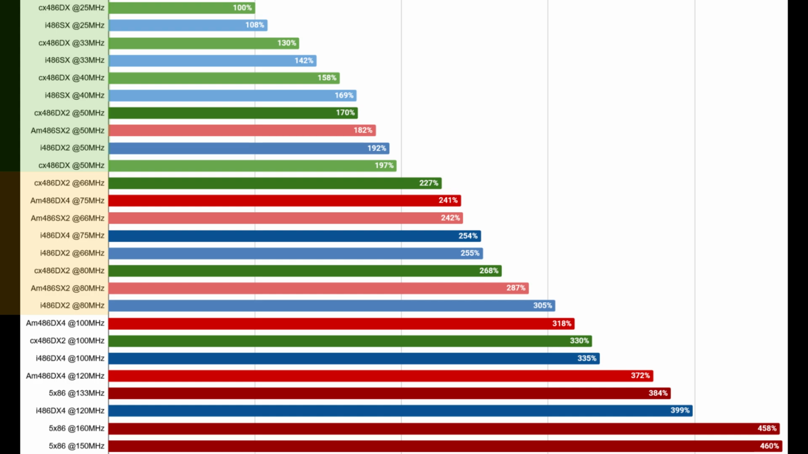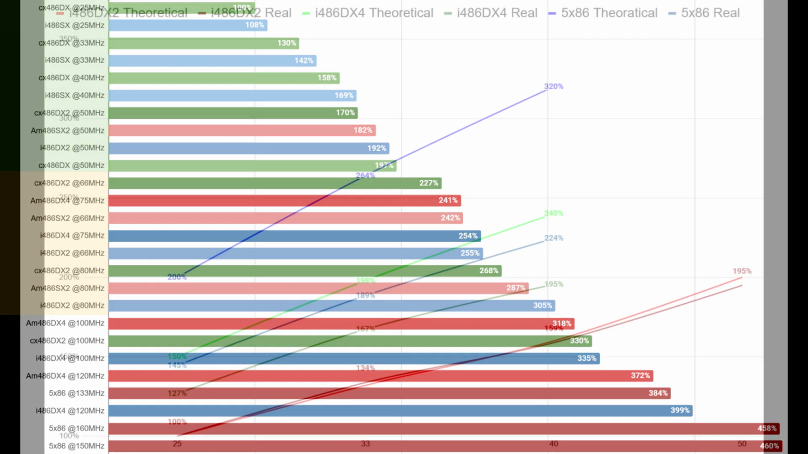I would like to mention one more thing, and this is the frequency scaling. Since the newer CPUs are using multipliers, the frontside bus speed is not jumping. So for example, if we have a 486SX running on 33 MHz, it has the same memory bandwidth as a DX2 running at 66 MHz or a DX4 running at 100 MHz. Also, the fastest CPU in the test, which is the 5x86 running at 133 MHz, has the very same memory bandwidth. But this memory bandwidth is not enough to feed the newer CPUs.